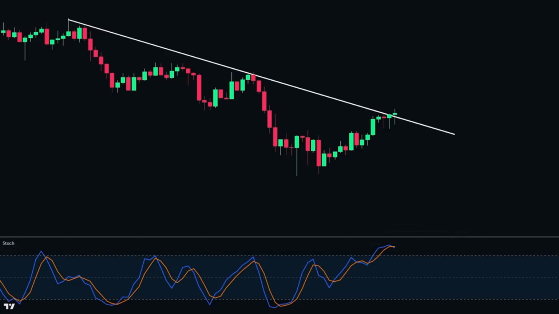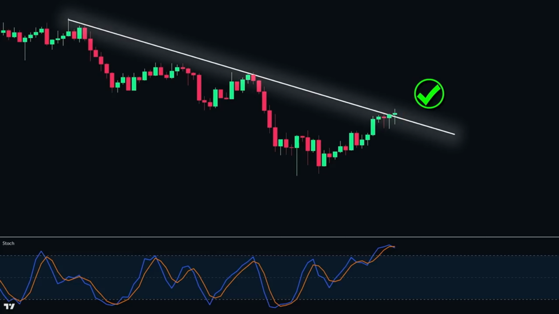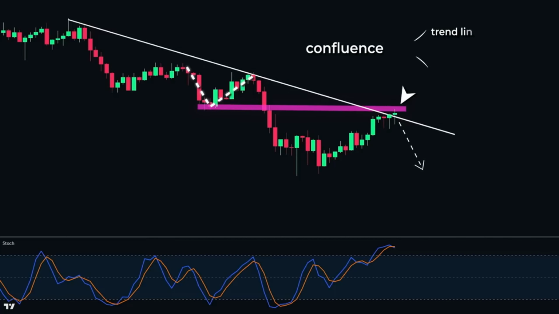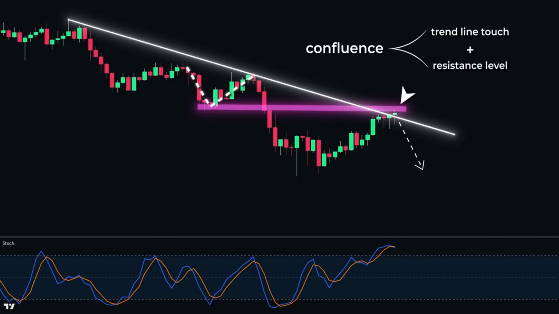Now, in this example, notice that the price didn't touch the trend line perfectly and instead slightly broke above it. However, this still counts as a valid setup because it's still within the trend line zone. Now, an interesting thing about this specific setup is that this area where price touches the trend line also seems to align with a support turned resistance level here. This is called confluence, and usually it's a sign that price has a higher chance of bouncing off that key level because of the two key levels converging.